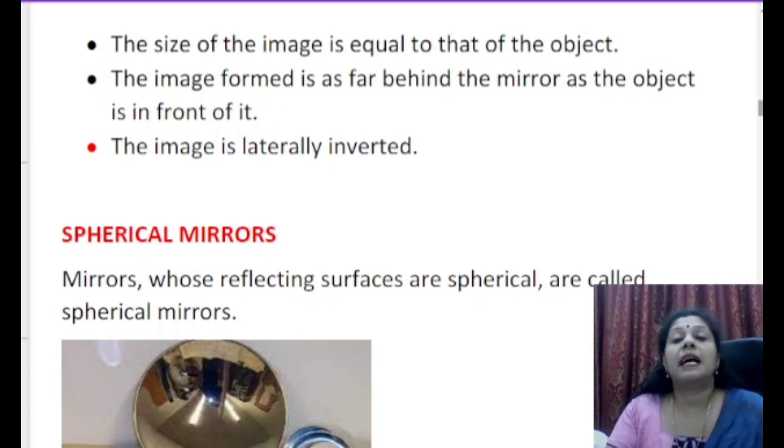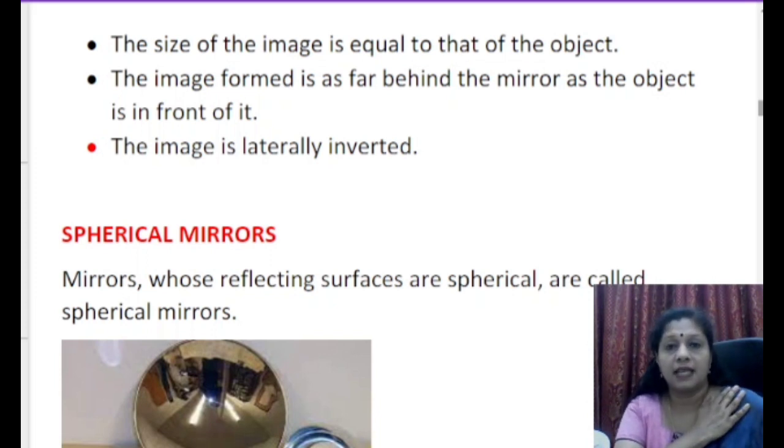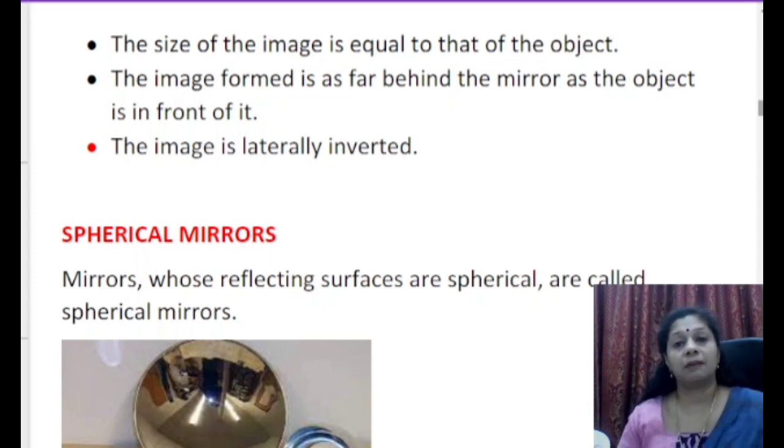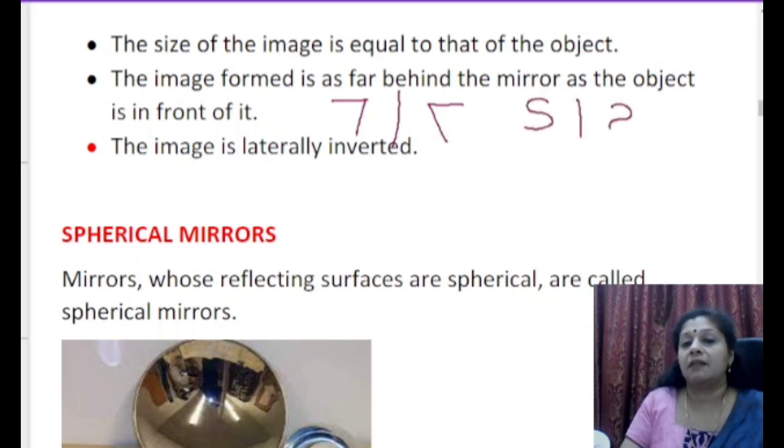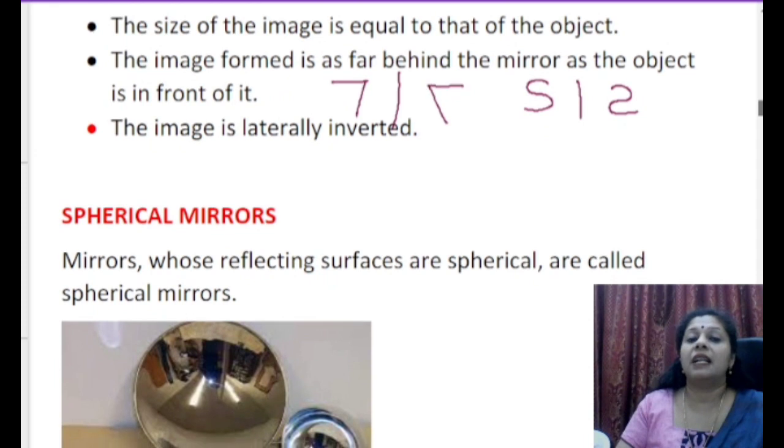Then the image is laterally inverted. For example, if I am wearing my dupatta on this side, my left side, how will I see it in the mirror? It will be on my right side. So that is called lateral inversion. It is also visible with a letter. Suppose I write 7 and show it to a mirror, I will see it reversed. This is called lateral inversion.